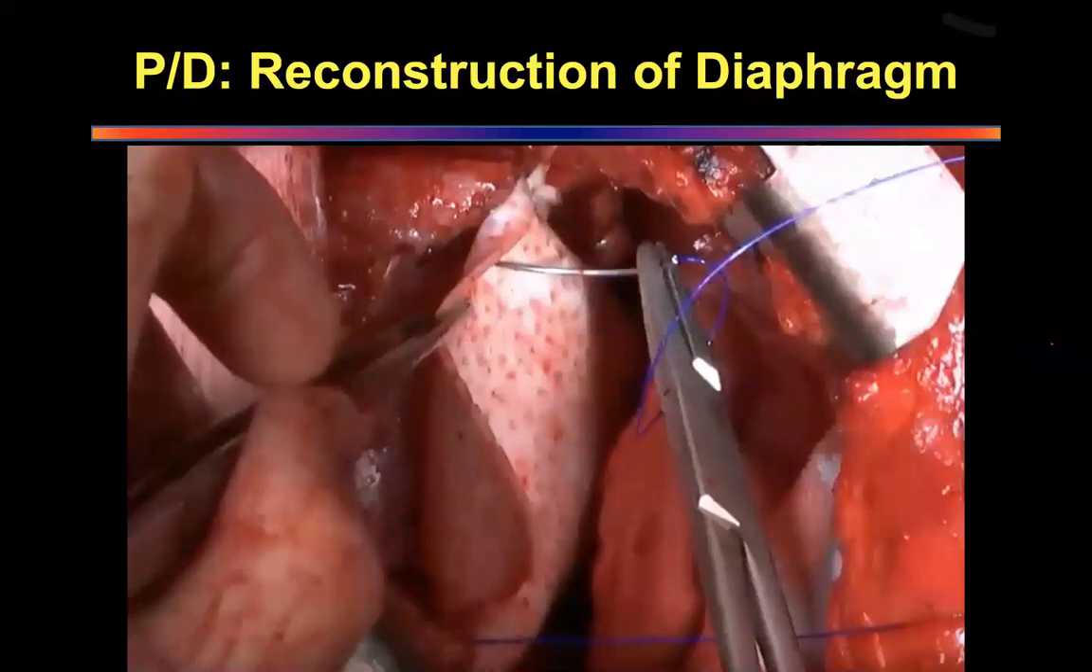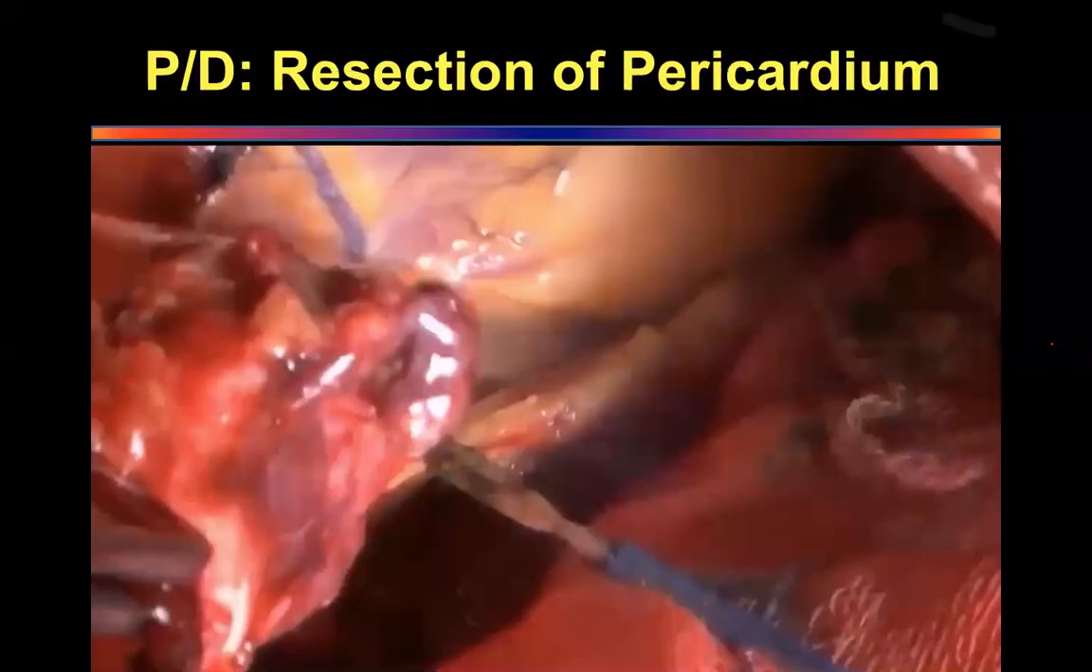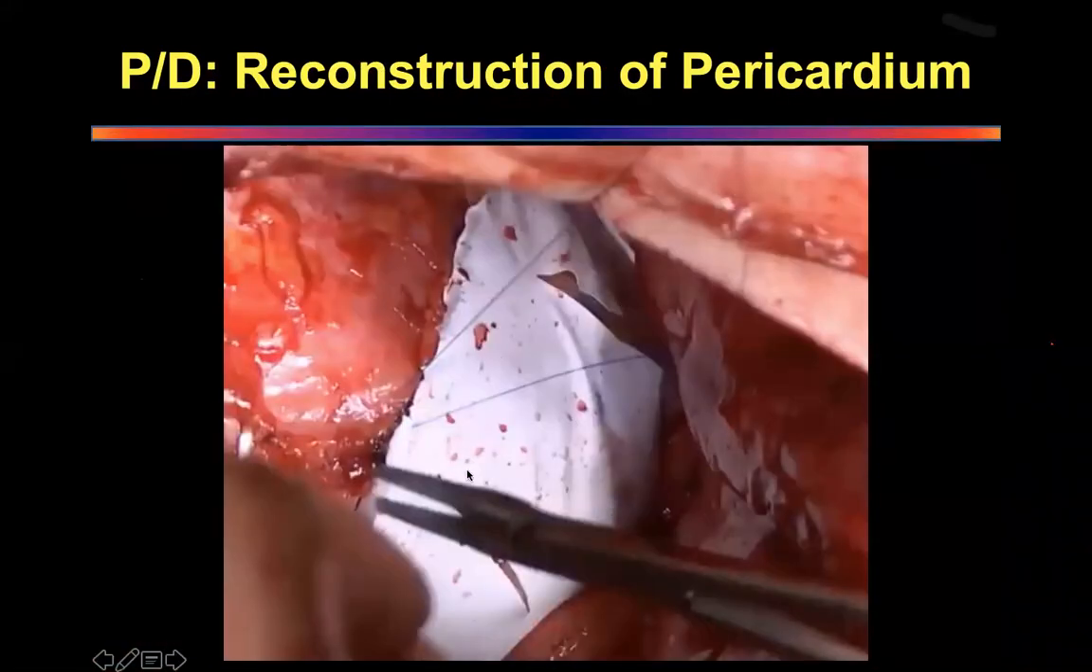You reconstruct the diaphragm, and then you come medially, and you have to take out all of the pericardium. So after reconstructing the diaphragm like this, you've got to come in and take out all of the pericardium. That leaves a large gap on the heart, and then you've got to reconstruct the pericardium with multiple fenestrations in the material to make sure that you do not cause a cardiac tamponade.